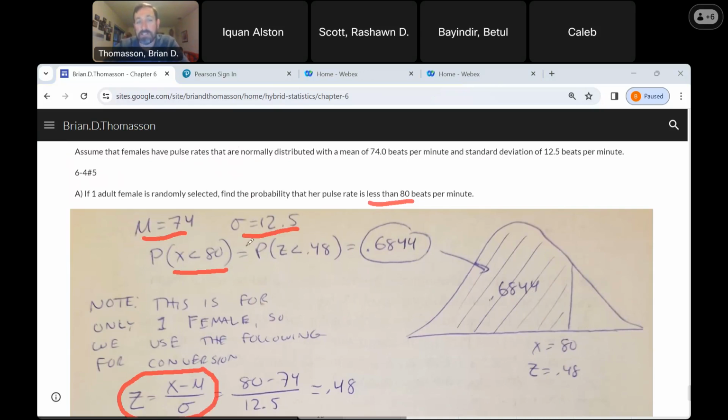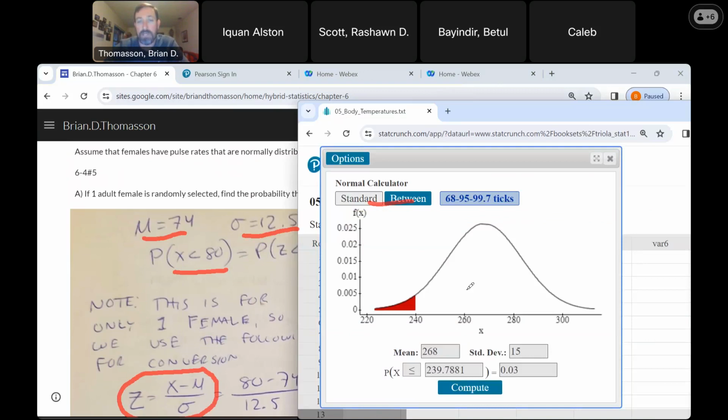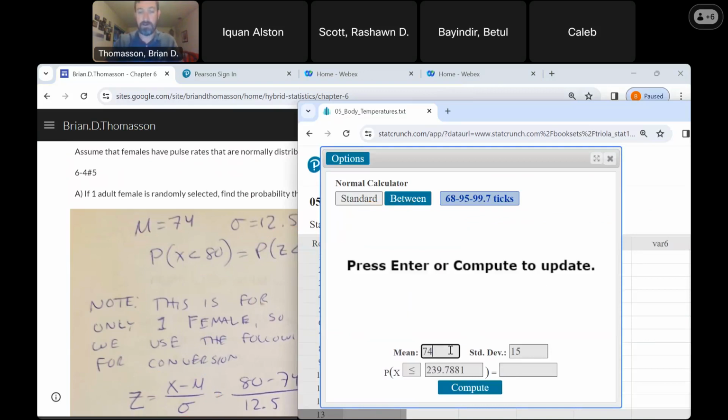So this is exactly what we did in the previous section. So let's just remind ourselves how to do that. So we have our mean, in this case was 74.